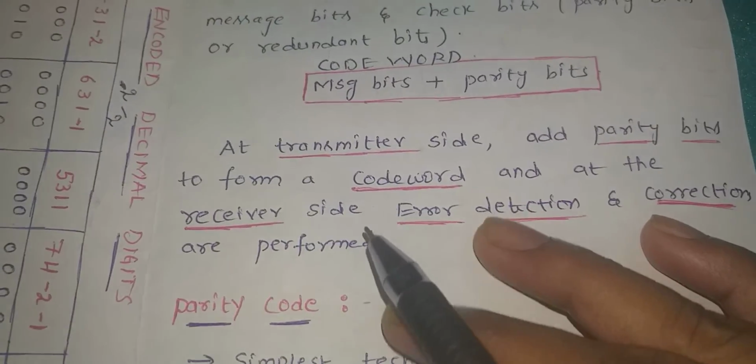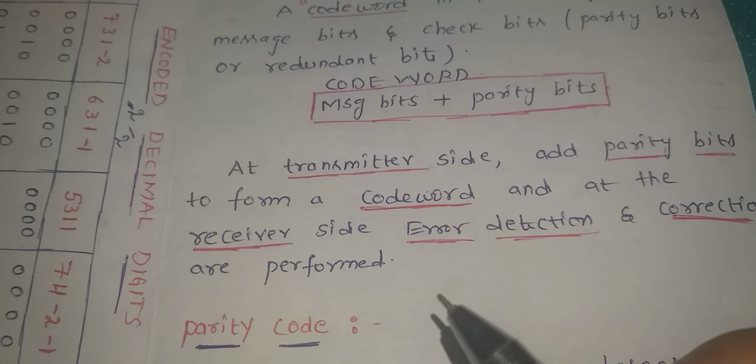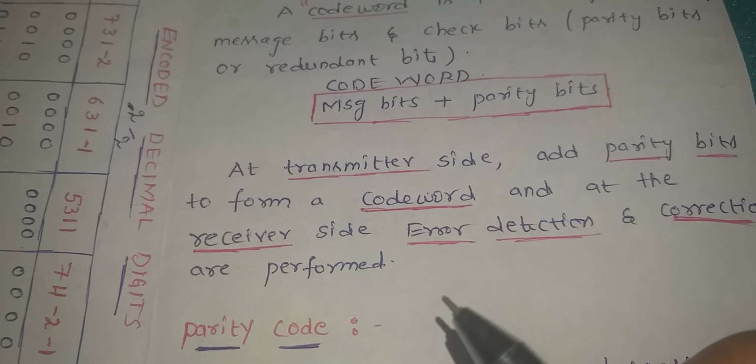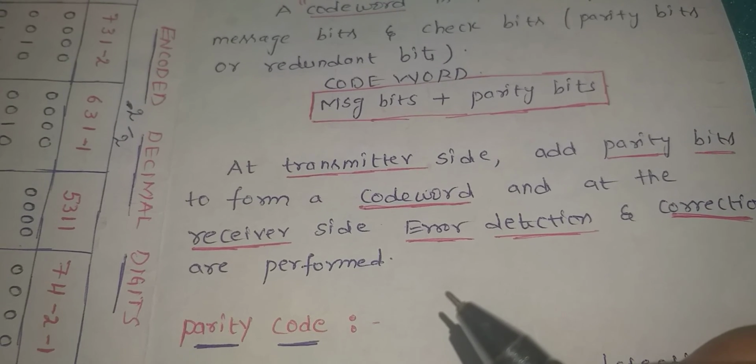Okay, in the next class we will see about the parity code along with the Hamming code. And also in the next class I will try to discuss the 5-bit BCD code. Okay, and also alphanumeric codes if it is possible.